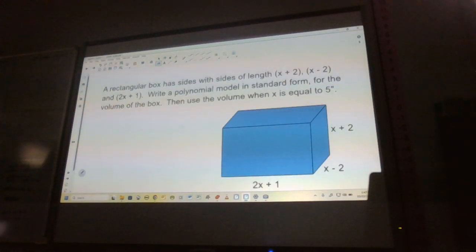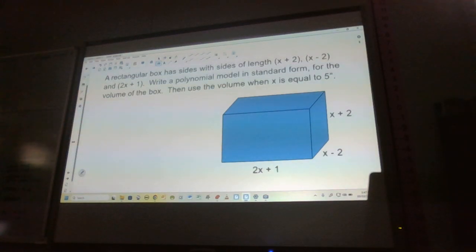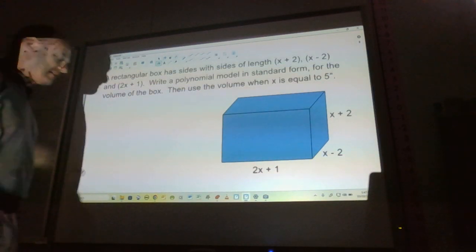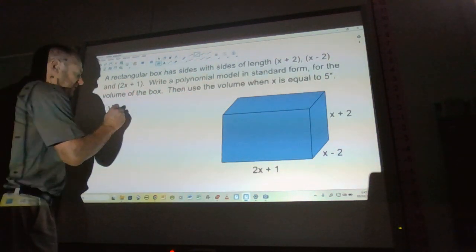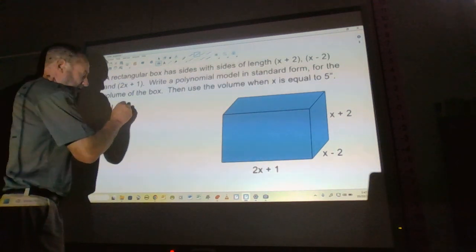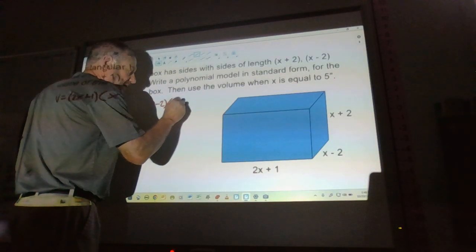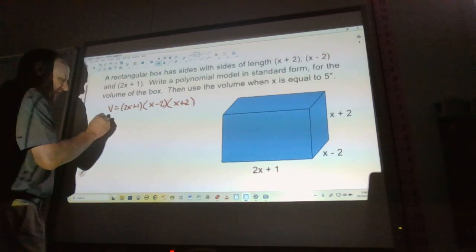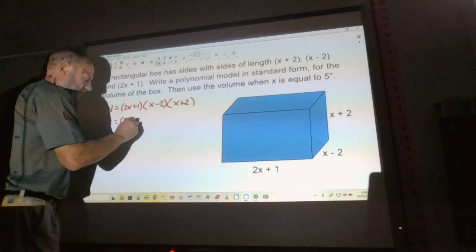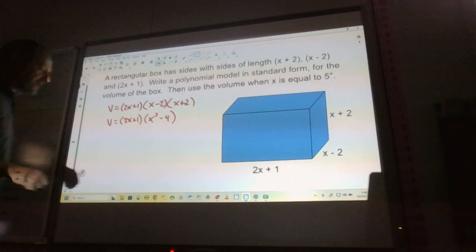Okay, a rectangular box has side lengths of x plus 2, x minus 2, and 2x plus 1. Write a polynomial model in standard form for the volume of the box, then find the volume when x is equal to 5 inches. So the volume of a box is going to be the length times the width times the height, so it's going to be 2x plus 1 times x minus 2 times x plus 2 in this case. Now, since this is a difference of two perfect squares, I'm going to do that first because it makes this easier. 2x plus 1 times, that's going to be x squared minus 4. You should probably recognize that at this point.